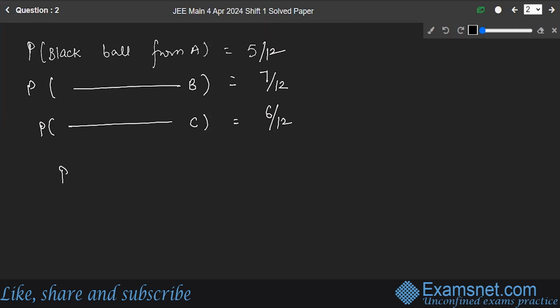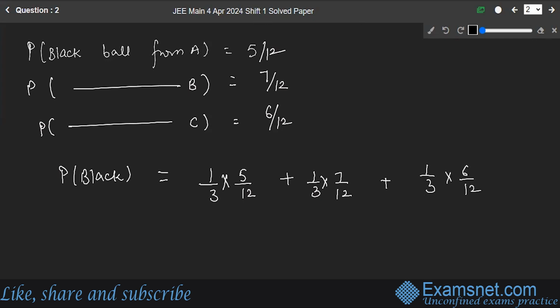Now, the probability of withdrawing a black ball from the whole system is equal to 1 by 3 that urn A is selected, and from urn A you have selected a black ball, plus the probability urn B is selected, and from there you have selected a black ball, plus the probability you have selected urn C, and from there you have selected a black ball. Okay, so this makes it 5.